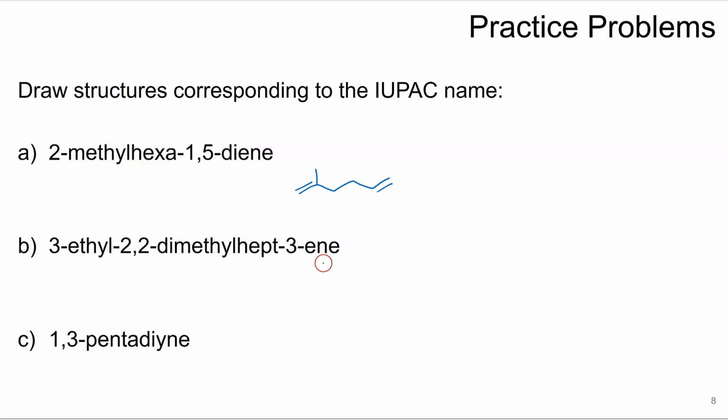For 3-ethyl 2,2-dimethyl hept-3-ene, hept is 7 carbons. The alkene starts at 3. I have 2 methyls at 2. And at 3 I have an ethyl group, which is 2 carbons. Pentadiene. I have 1, 2, 3, which is where the other double bond starts. And I need 1 more carbon, 5. So that would be 1,3-pentadiene. And then when you're drawing your alkynes, be mindful of your bond angles.